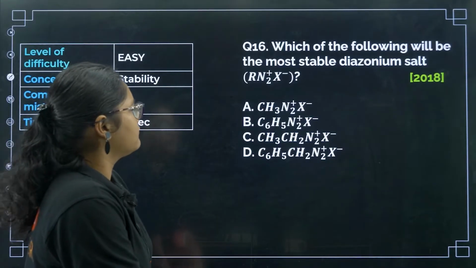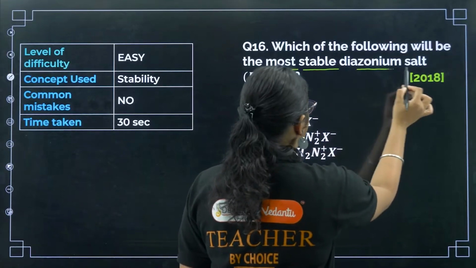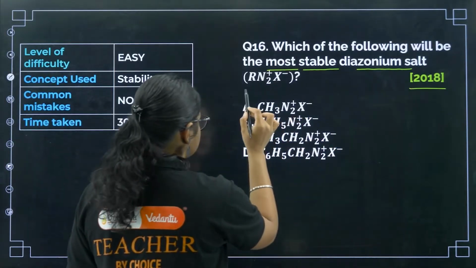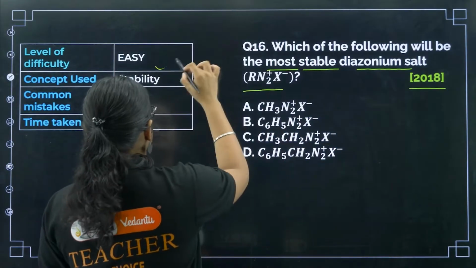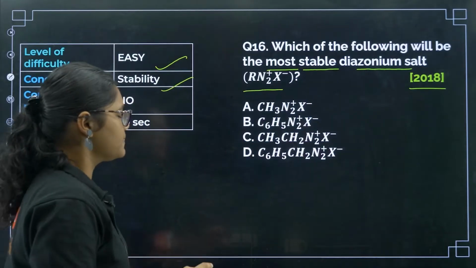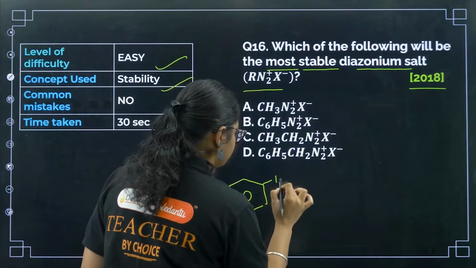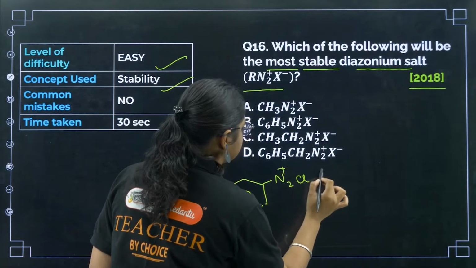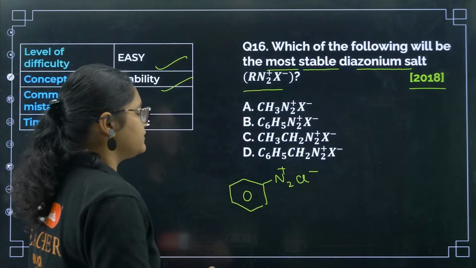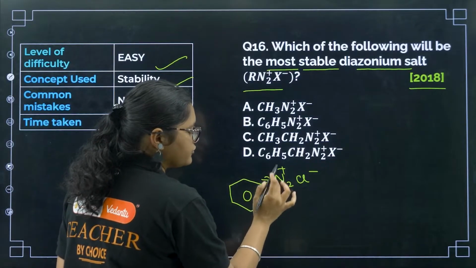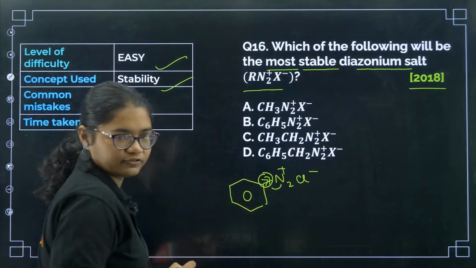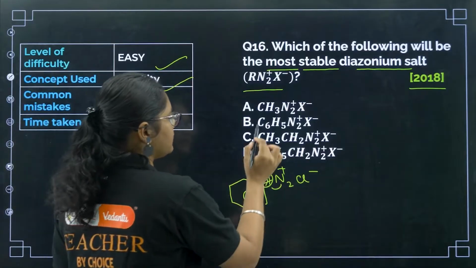Next, which of the following will be the most stable diazonium salt? 2018 question. Okay, this is the formula given. So this is also an easy question based on stability. So if you see, we have C6H5N2+ Cl-, right? So if this plus is there, we need something to stabilize that, which should donate electrons, right? So now if you see here, this will donate.